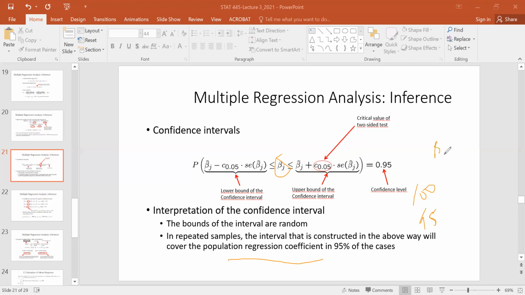So I'm saying the parameter exists already. You will cover it or not. So we don't like using the language that the parameter will go and lie in an interval. No. This is the clear, precise language: in repeated samples, the interval that is constructed in the above way will cover the population regression coefficient in 95% of the cases.